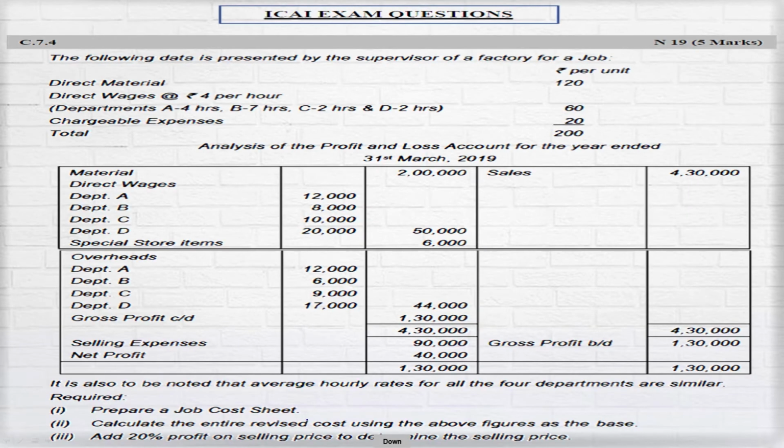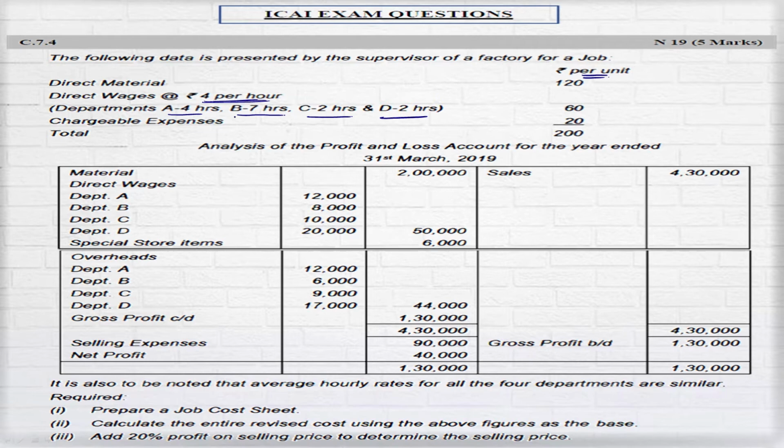We are going to next see 7.4. The following data is presented by a supervisor of a factory for a job. Direct material rupees 120 per unit. Direct wages 4 per hour. Department A 4 hours, Department B 7 hours, C 2 hours, D 2 hours.